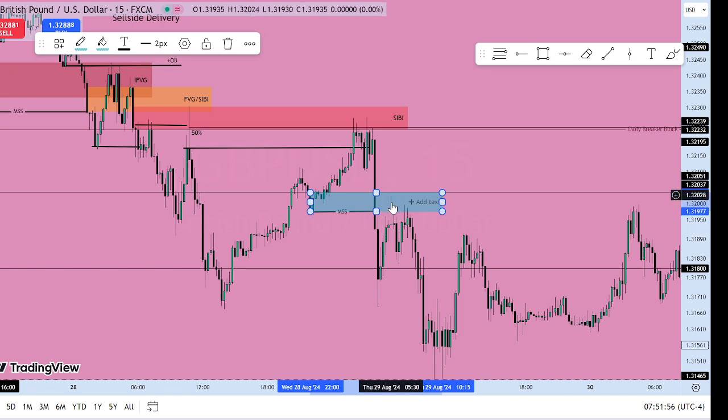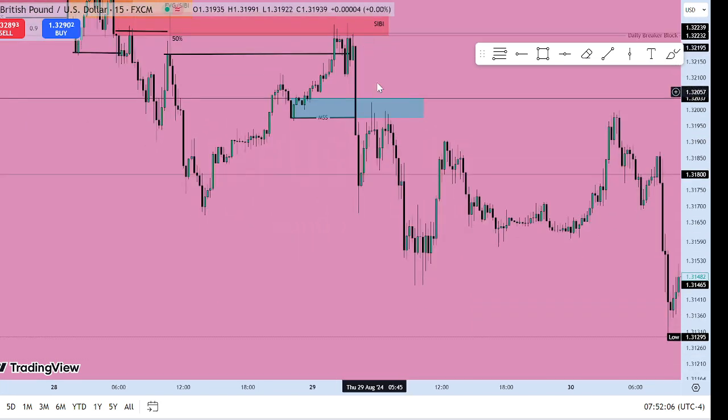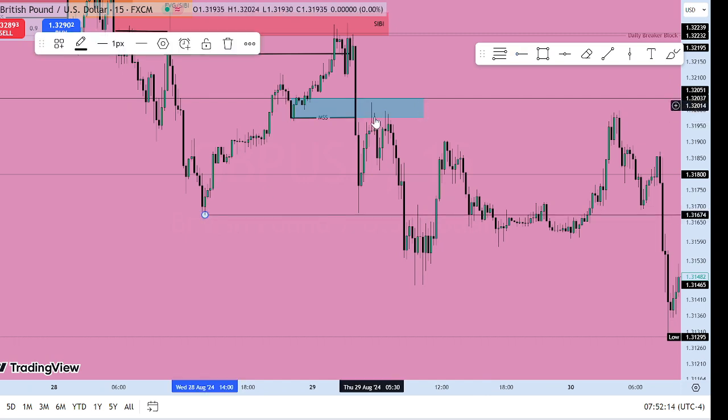It's also a major support and resistance level breaker. It's a PDR. Enter here, put your stop loss above here. Then you look for the next draw on liquidity below. Here is sell side liquidity below. When you enter here, then you take profit here. You have made money.